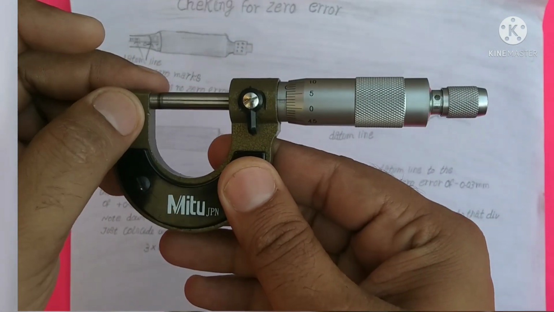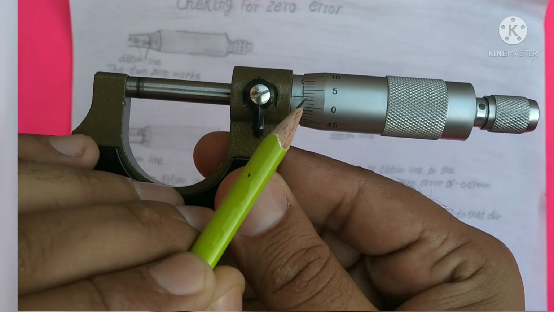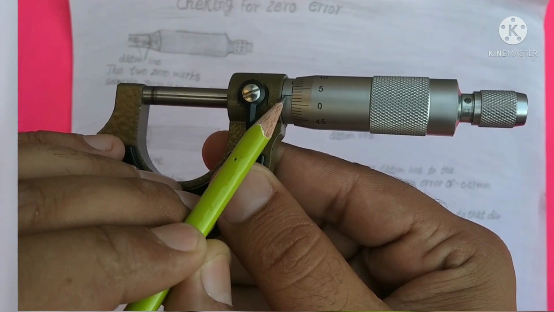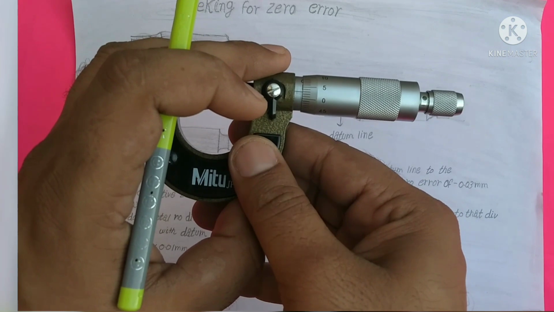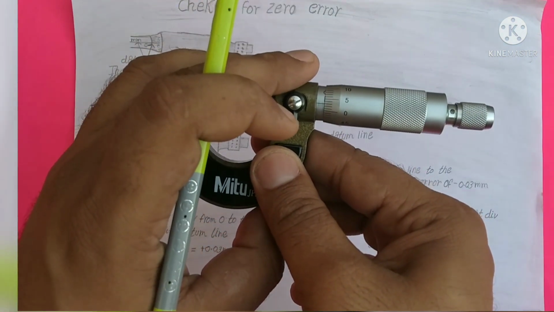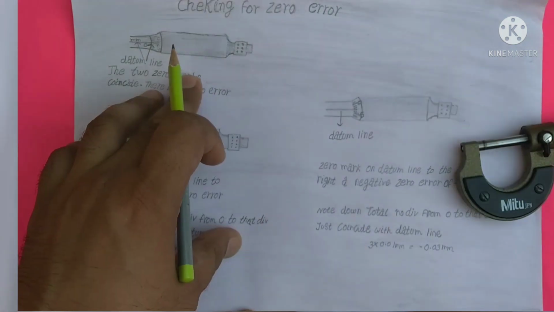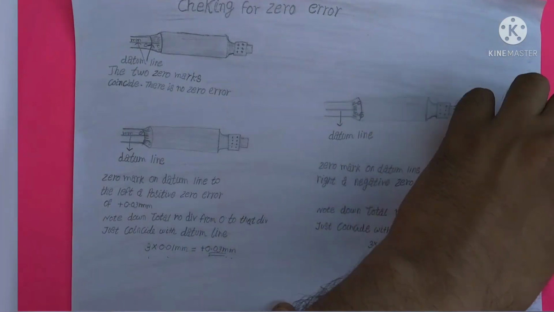Now first I will just calculate the positive error. Let us suppose our 3rd division just coincides with the reference line. So first multiply the 3 with the least count of the screw gauge. The least count of the screw gauge is 0.01 mm, and when I multiply it with 3, the answer comes out to be 0.03 mm. So this is the positive error that exists inside a screw gauge.